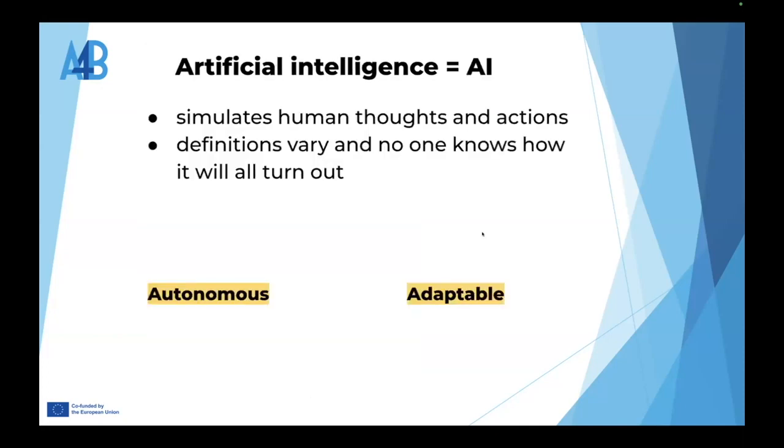Artificial intelligence, AI, what really is it? She simulates human thoughts and actions. And that's what I said, that it can be really fascinating, but a little bit scary also. You can't find a specific definition, only a general one, because there is a lot of variation of the definition. And no one knows how it will all turn out, because AI is autonomous and adaptable.